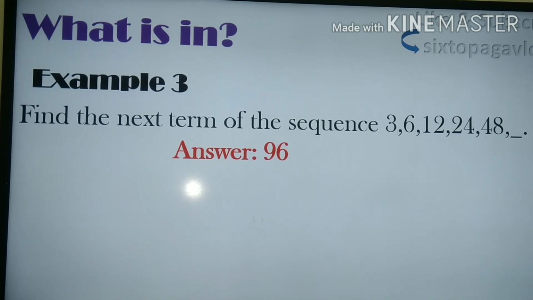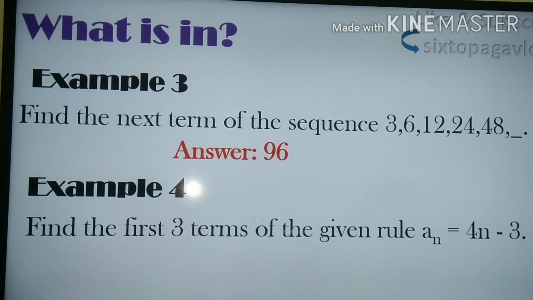So, it means, if we go back to example number 2, not only addition can be used to find the pattern, but we can also use the other operations. Like in example number 3, we're using multiplication. Okay, another example.